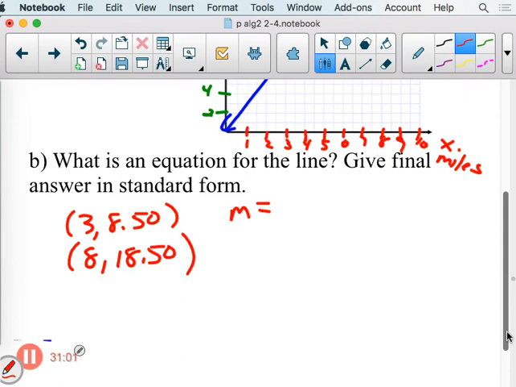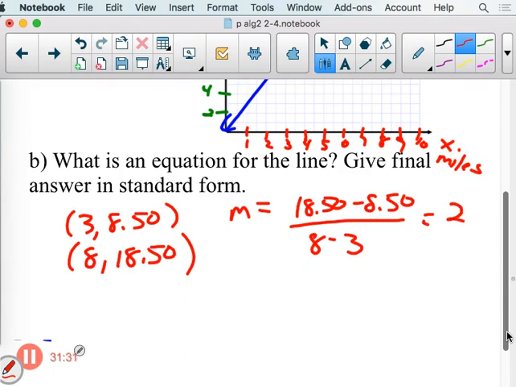All right, we have some serious overthinkers in here, so let's fix your overthinking. What's $18.50 minus $8.50? 10 smackers. What's 8 minus 3? 5. What's 10 divided by 5? 2. Wow, some people were making this hard. This is 2. That's all it is. 2.